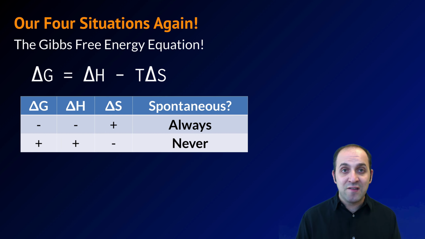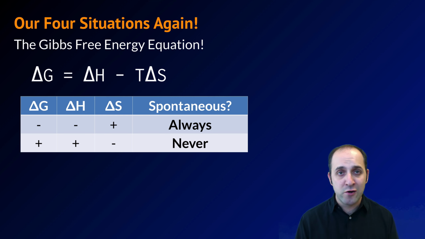If we look at the opposite situation, that is never going to produce a negative delta G. A positive number minus a negative number is always going to be a positive number. It can never not be. So as a result, these kinds of processes, endothermic processes that decrease entropy, will never be spontaneous.